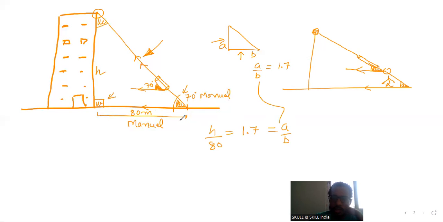A by B is from here, H upon 80 is from here, 1.7, right? Done. Will you be able to find H? Yeah, we can. This is trigonometry for you. This is trigonometry. This is the real one.